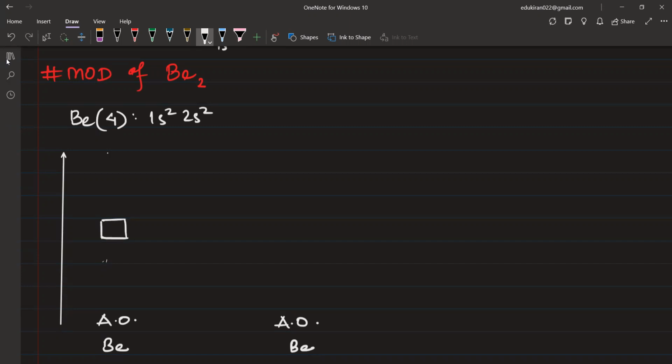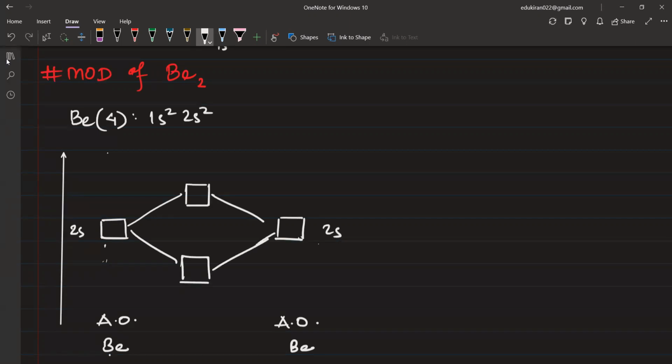So this is what I have drawn. This is the 2s of beryllium, and here also I will draw it at the same energy level, neither up nor down, right? Because the 2s of beryllium will have the same energy as that of another beryllium's 2s. So this is one beryllium atom, this is another beryllium atom. This is the 2s of this beryllium, this is the 2s of this beryllium. And then we are going to draw the molecular orbitals, one molecular orbital and then another molecular orbital.